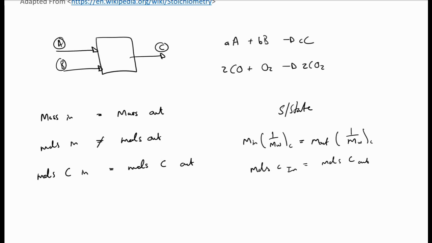So the moles of carbon in equals the moles of carbon out, because we have the mass in equal to the mass out. And if we multiply both sides with 1 over the molecular mass, we end up getting that moles in equals moles out. But this only holds true if the molecular weight used on both sides is the same. So it means for a single species.